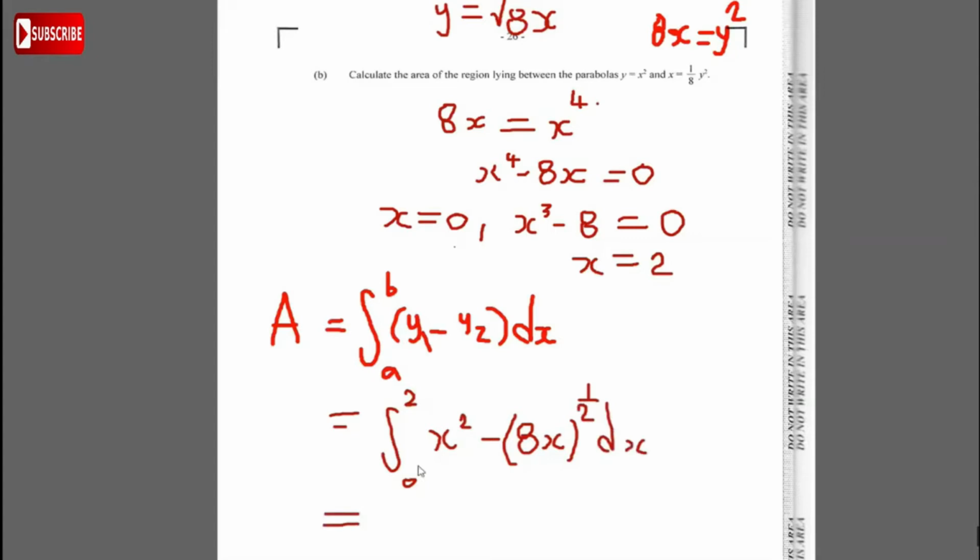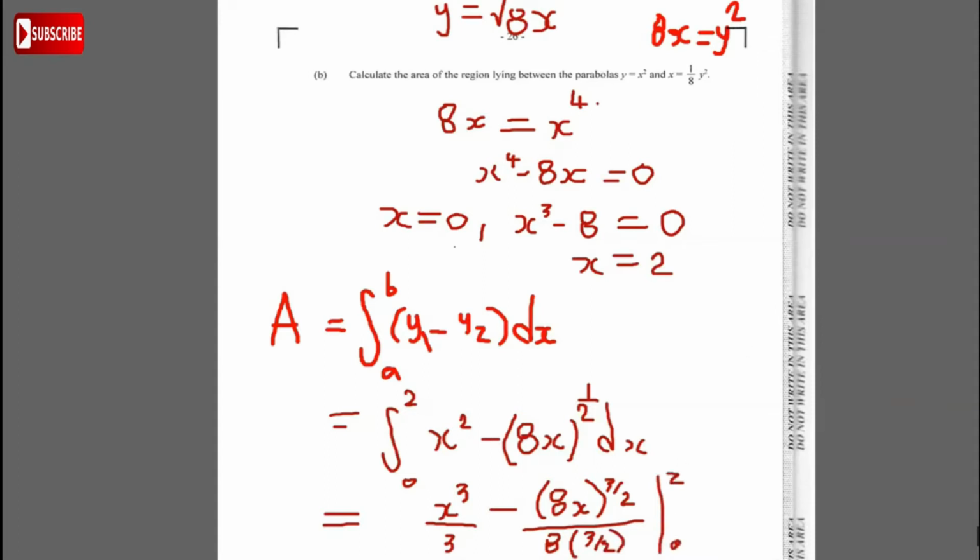So let's go ahead and do this integration. Doing this integration, we add 1 to the power to get x cubed divided by the power of 3, minus, we add 1 to the power to get 8x to the half plus 1. A half plus 1 is 3 over 2. Then we're going to divide it by 3 over 2, and also divide it by the differential in the bracket, which is 8. So divide it by 8 times 3 over 2. And we have to bear in mind that we're integrating from 0 to 2.